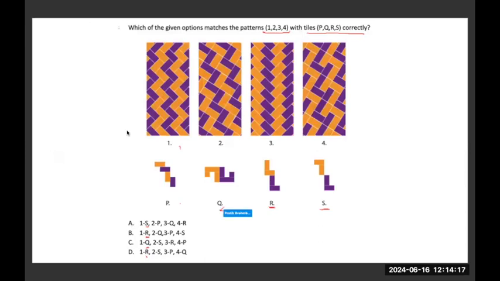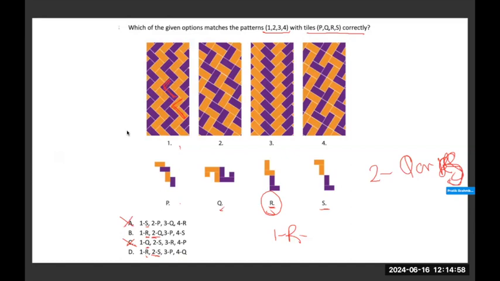When I just try to trace one में क्या fit हो रहा है, the L is coming here. Along that L, another L is coming here, like this, which is the case how it is seen in R. So one has to be with R. So A and C are eliminated. Between B and D, where 1 is with R, 2 is either with Q or S.